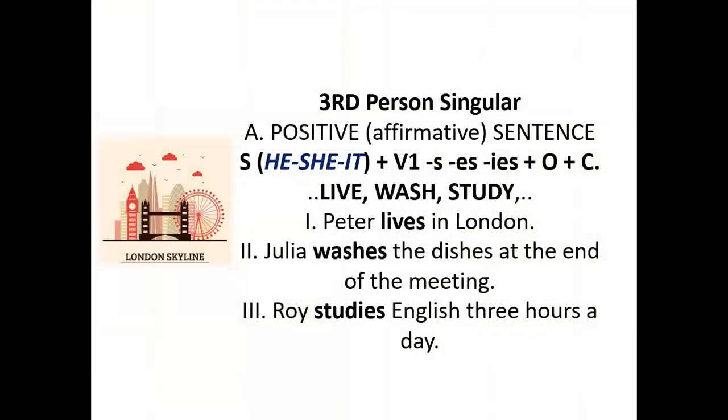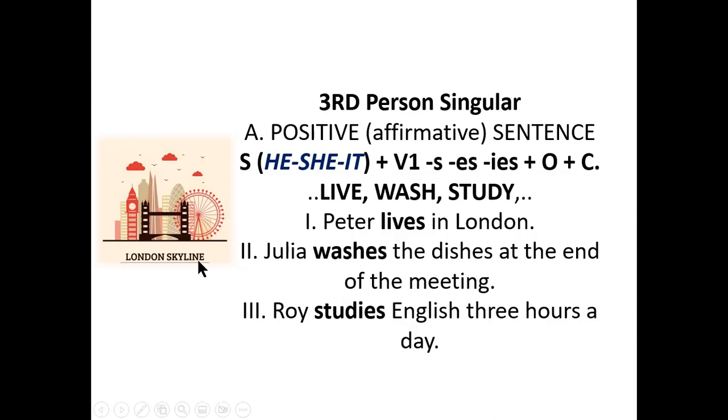Now let's start with the third person singular because it is more practical and understandable. So, singular subject: he, she, or it. Then verb one comes, but now with a difference. Not just verb one, but verb one plus either S or ES or IES, according to the form of the verb. Then object, of course, and complement.